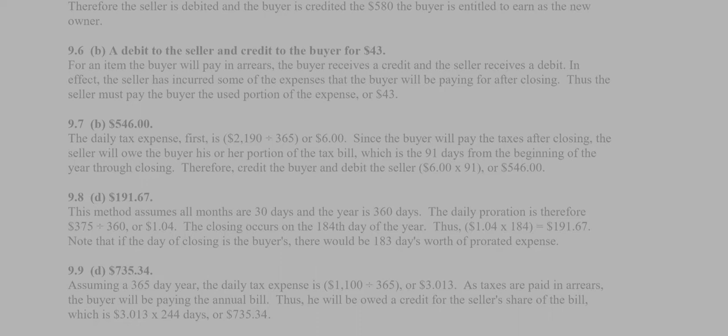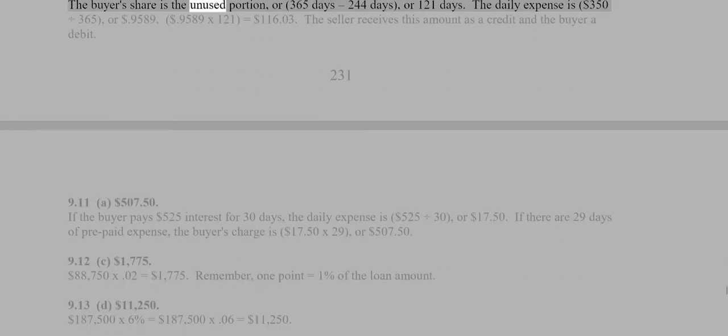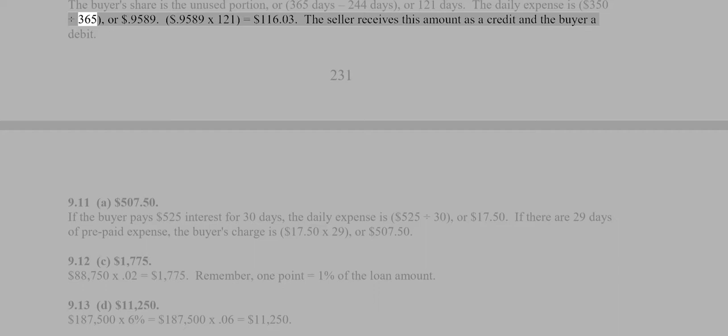9.10. A. $116.03. The buyer's share is the unused portion, or 365 days minus 244 days, or 121 days. The daily expense is $350 divided by 365, or $0.9589. $0.9589 x 121 equals $116.03. The seller receives this amount as a credit and the buyer a debit.